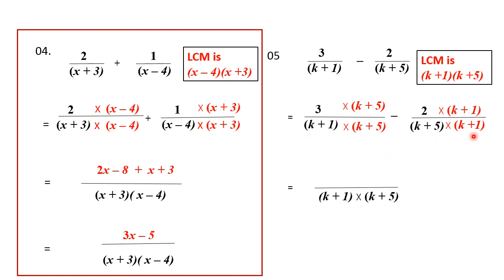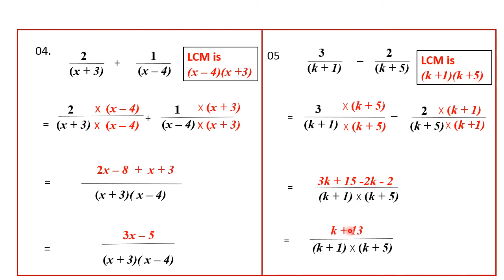Now the common denominator, that is the LCM, k plus 1 into k plus 5. When you simplify this, 3k plus 15 minus here 2k minus 2. Be careful here: when you are removing the bracket with a minus, minus into plus becomes minus. So the final answer is k plus 13 over k plus 1 into k plus 5.